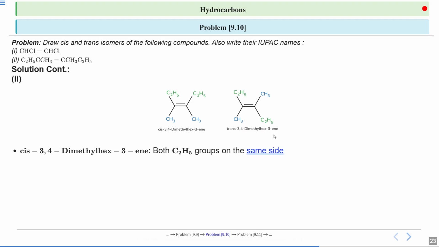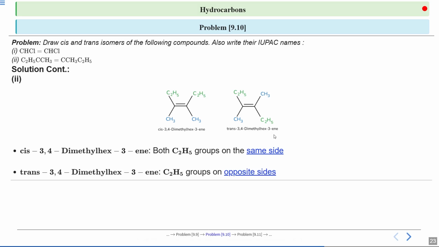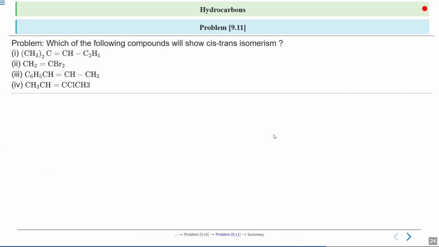The name of the cis isomer is cis-3,4-dimethylhex-3-ene. This indicates that both C2H5 groups are on the same side of the double bond. This arrangement is what defines the cis configuration. Now we have the trans isomer, trans-3,4-dimethylhex-3-ene. In this configuration, the C2H5 groups are on opposite sides of the double bond. This opposite arrangement is characteristic of the trans configuration.